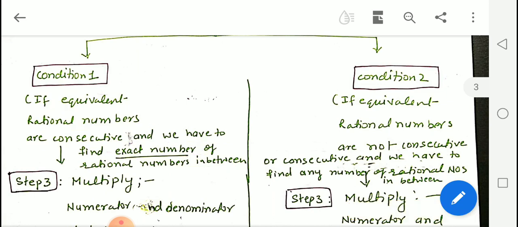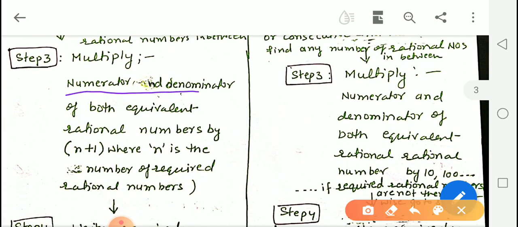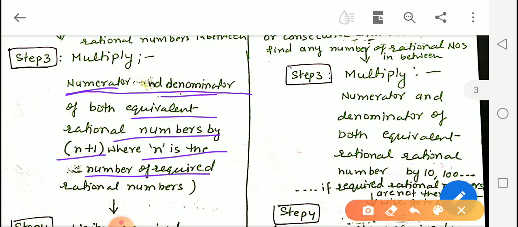In such cases, after making the equivalent rational numbers, we will multiply the numerator and denominator of both equivalent rational numbers by n plus 1, where n is the number of required rational numbers. Suppose we have to find 6 rational numbers in between, then n is 6 and n plus 1 is 7. So this is the first method. I will explain this with an example also.